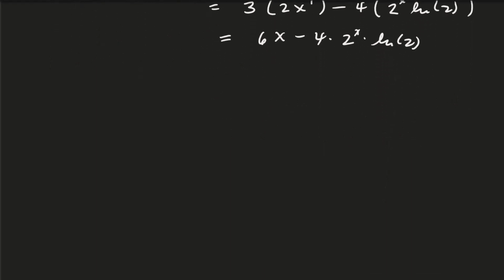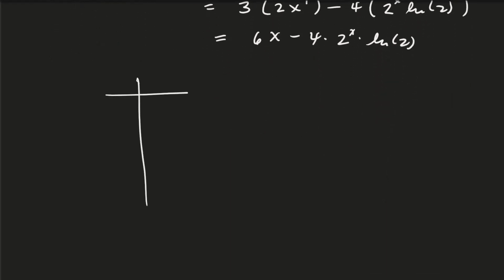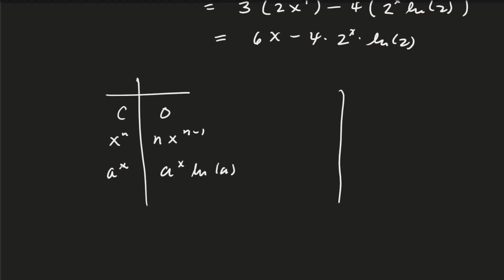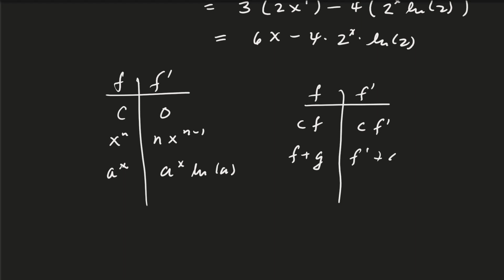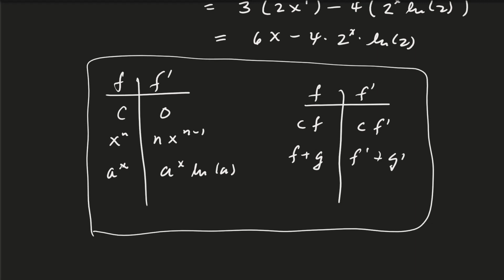Maybe we'll summarize them in this table again. So I had c, x to the n, and a to the x. Those are my general rules. So c is 0, n x to the n minus 1, and a to the x natural log of a. And then, for the more general case, this is f prime. If I have a constant times a function, the derivative is a constant times the derivative, and f plus g is just going to be f prime plus g prime. Good. So we're going to use these rules now in the worksheet in class.